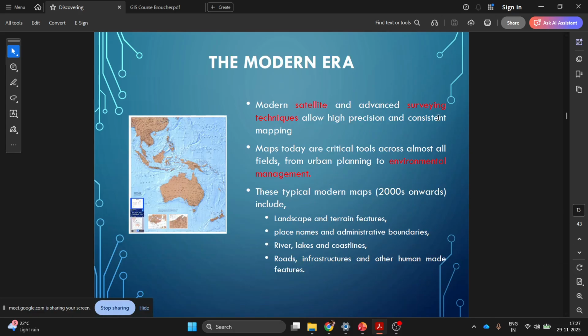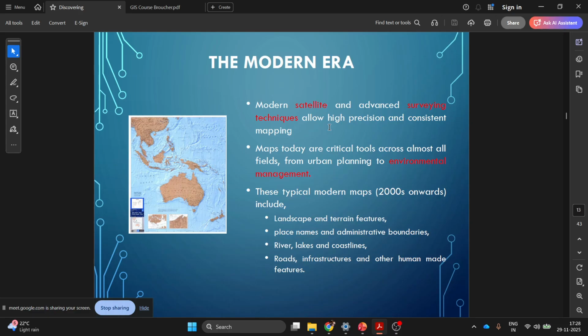And now in the modern era, previously people had a printed version of a map, but now everything has come into a digital form. The advantage is that maps can be more detailed. We can store a lot of data about a particular location after the development of the computer era. Modern satellites and advanced surveying techniques allow high precision and consistent mapping. With the development of satellites and other technologies, there is high precision in developing this type of map, and consistent mapping as well.